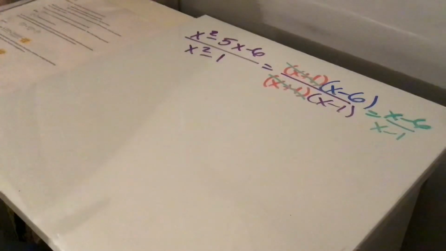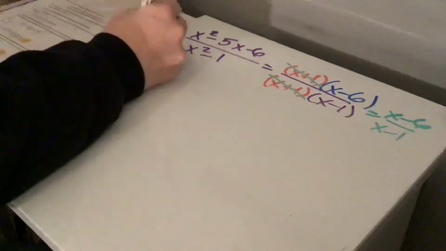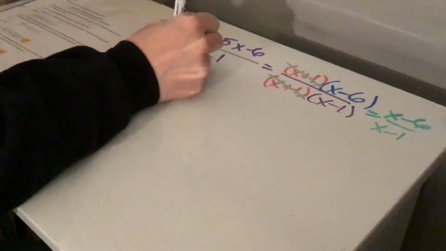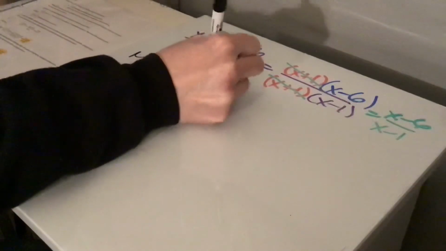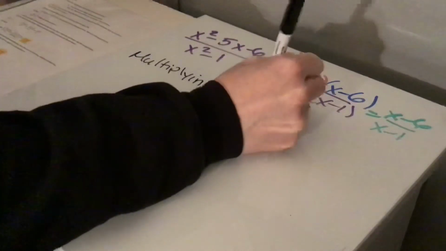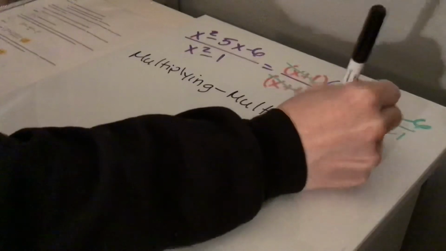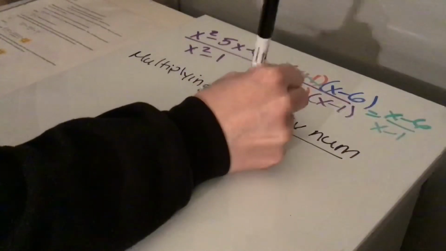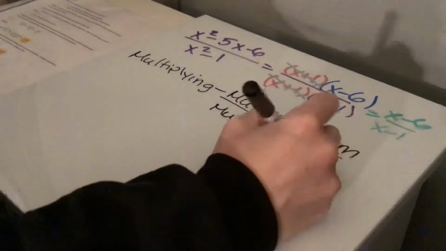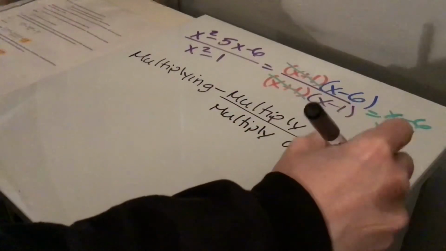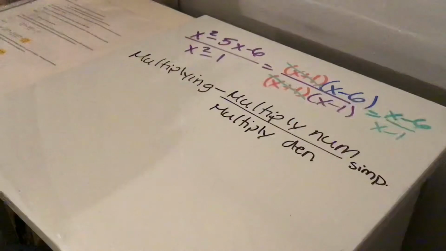All right. When you are multiplying, how do you multiply fractions? You multiply across. So multiplying rational expressions is the same thing. You're going to multiply the numerators, then multiply the denominators, and simplify, just like you did with a fraction.